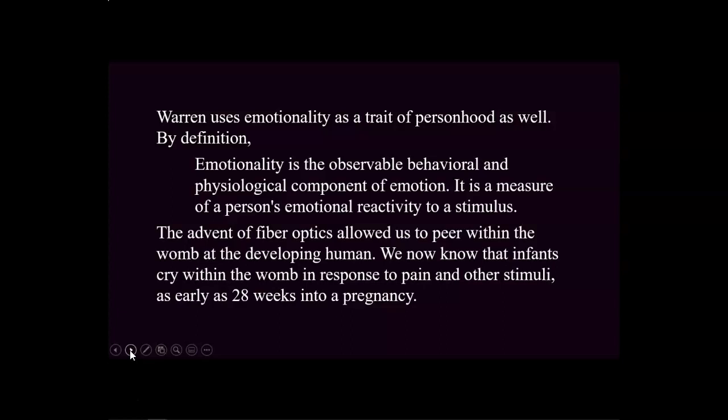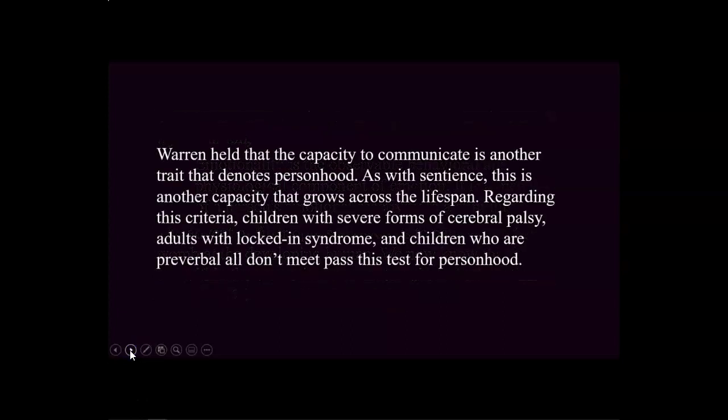Well, the advent of fiber optics allowed us to peer within the womb of the developing human. We now know that infants cry within the womb in response to pain and other stimuli as early as 28 weeks into a pregnancy. So emotionality clearly is there, at least at the point of 28 weeks into the pregnancy. Warren held that the capacity to communicate is another trait that denotes personhood. As with sentience, that's another capacity that grows across the lifespan. So regarding this criterion, children with severe forms of cerebral palsy, adults with locked-in syndrome, who didn't begin that way but are now in that condition, and children who are pre-verbal all don't pass this test for personhood.